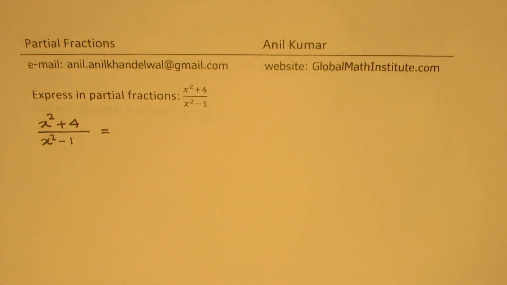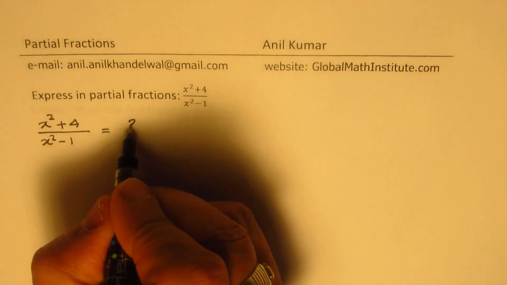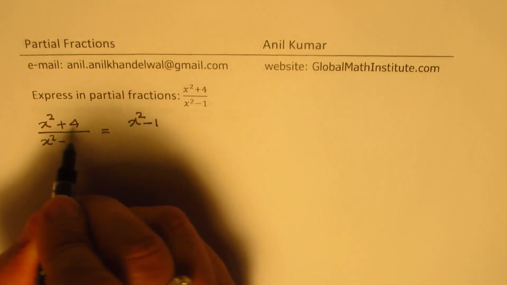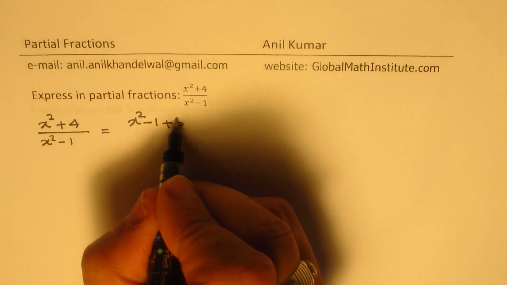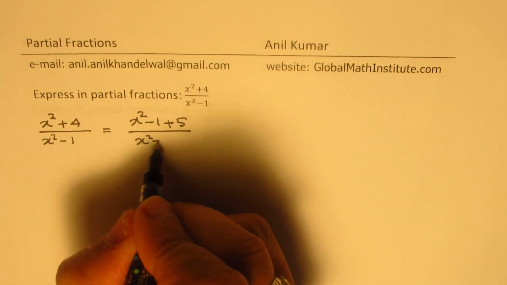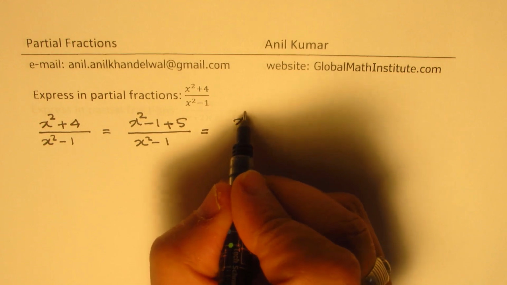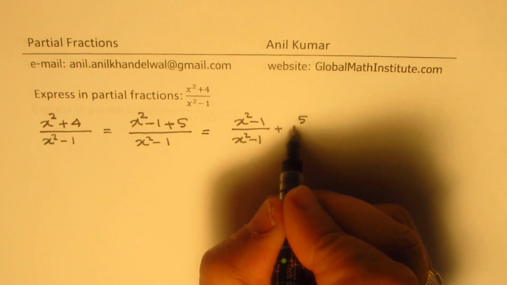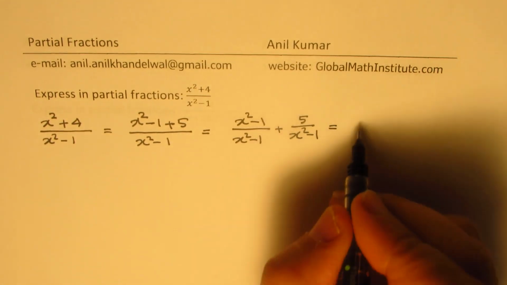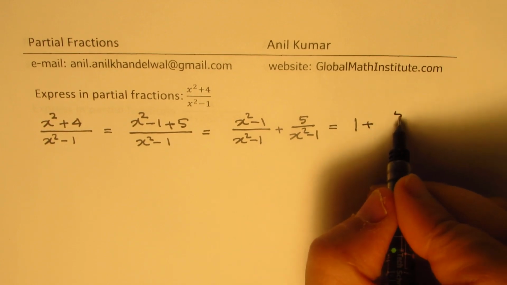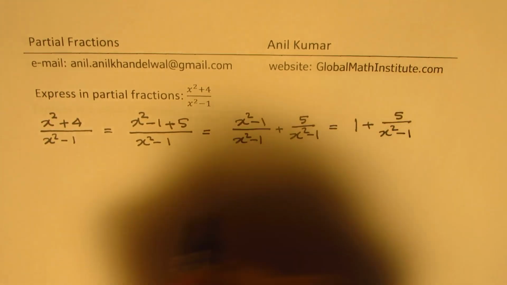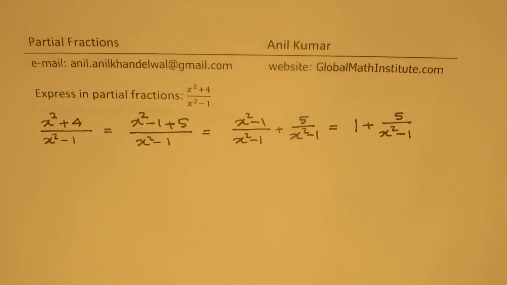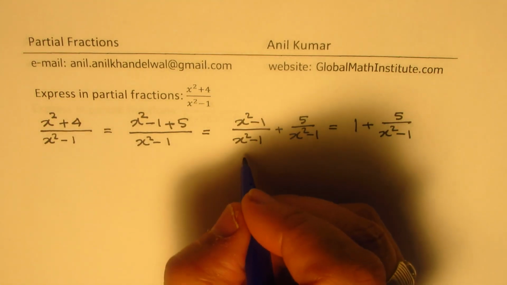Now, since the degrees of numerator and denominator are the same, we can simplify easily by writing it like this. x squared minus 1, but we need 4, right? So plus 5 over x squared minus 1. And that gives you x squared minus 1 over x squared minus 1 plus 5 over x squared minus 1. Or you can write this as 1 plus 5 over x squared minus 1. Does it make sense to you? So we kind of simplified this, as you have seen, correct? Alternately, we could also do it like this.